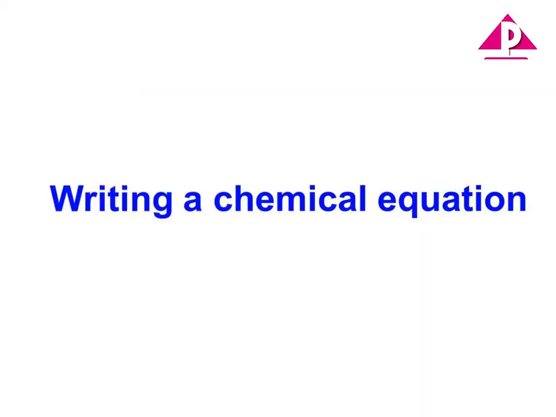This video is about how to write a chemical equation. A chemical equation tells us the reactants and products involved in the reaction. It also tells us the relative number of atoms in reactants and in products in the reaction.